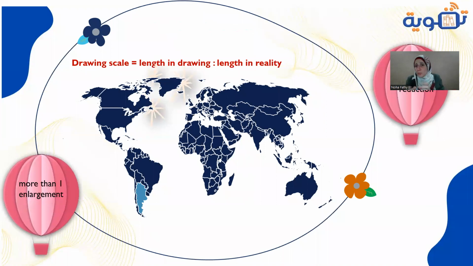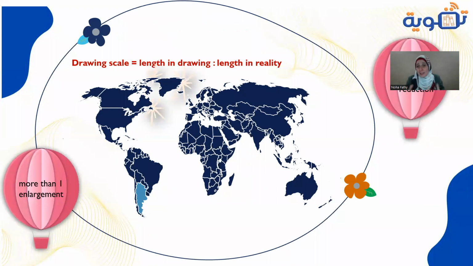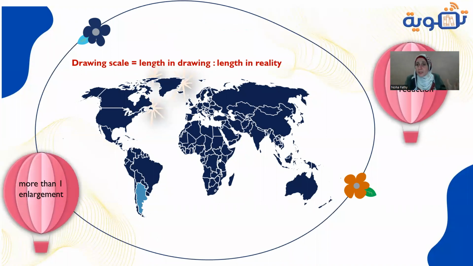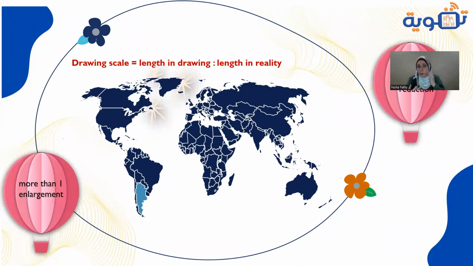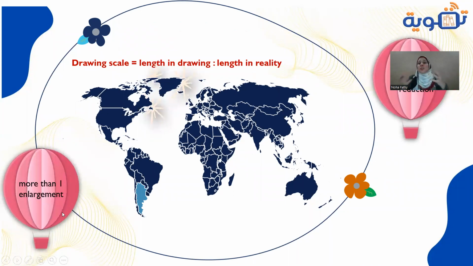Or if you have a small insect and I want to study it, I want to draw the organs and systems inside it, I can't see it. So scientists draw it also using a drawing scale to make an enlargement of it, to be able to see it and study it. The drawing scale is length in drawing to length in reality. Length in drawing means the length on the paper or on the map. Length in reality means the real length. What is the real distance between two cities, for example? If the drawing scale is more than 1, this means enlargement or magnification. If the drawing scale is less than 1, it means reduction or minimization.